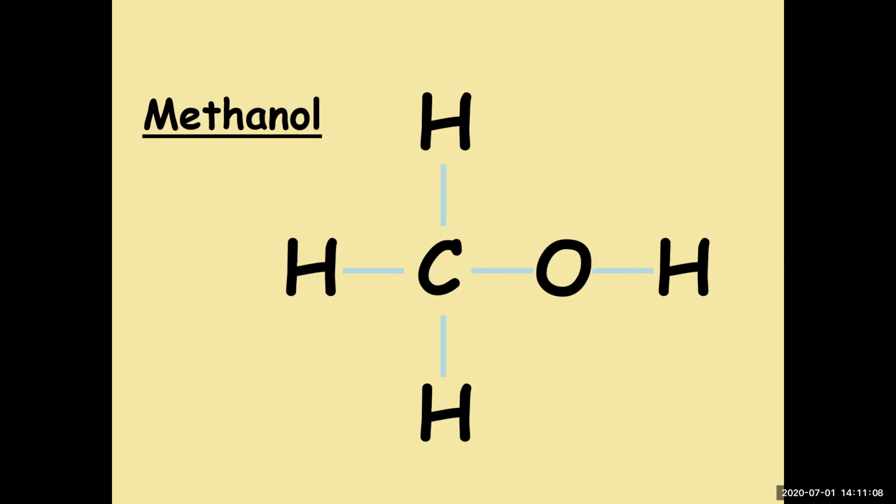You've got carbon with its 4 bonds. One of those bonds joins to an oxygen, and the oxygen then joins to a hydrogen. And then the 3 other bonds for the carbon are hydrogens. You write it as CH3OH. You always have the O and the H on the end to show it's an alcohol.